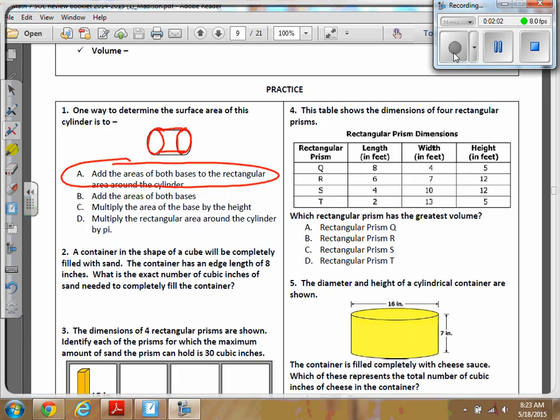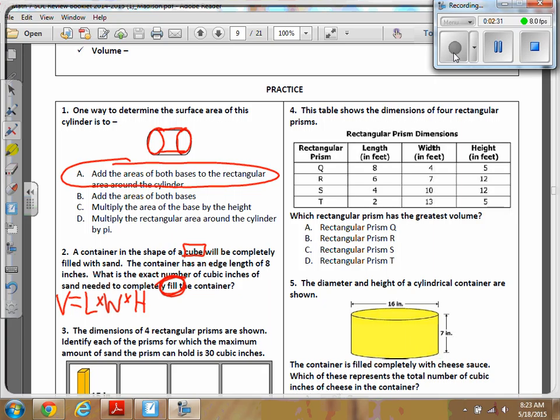So 2 says a container in the shape of a cube will be completely filled with sand. The container has an edge length of 8 inches. What is the exact number of cubic inches of sand needed to completely fill the container? So we're filling the container. So what formula is that? That's volume. And we know it's a cube, which is basically a rectangular prism. So we know we're going to do volume equals length times the width times the height.